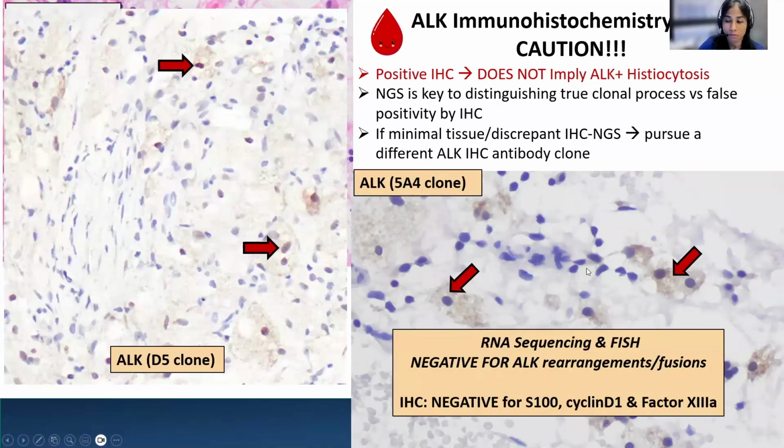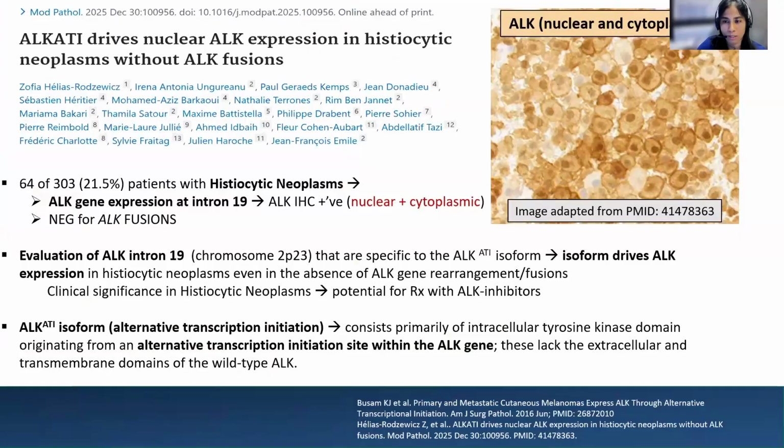On repeating with a different clone, the D5 clone, which is the most sensitive clone, but it can also cause some diagnostic challenges, which I will talk about in the upcoming slides. The D5 clone showed this nuclear expression, unlike the 5A4 clone, which predominantly showed only cytoplasmic expression. However, it was negative for all the sequencing. So this was not diagnostic of ALK-positive histiocytosis. Let's put a pause on this case and I'll come back because I want to bring up a discussion on a recent study.